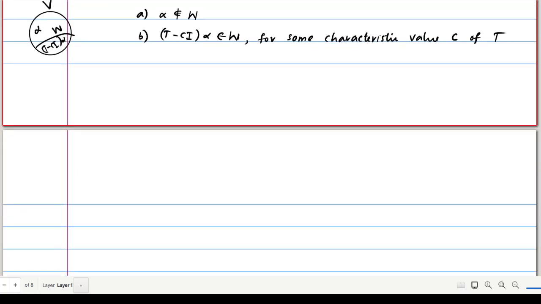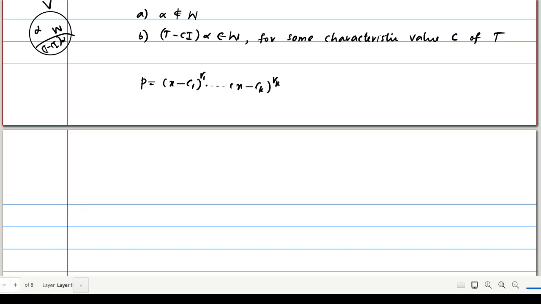Now we have this situation, and we will prove this theorem. We can easily assume the characteristic polynomial of T from the minimal polynomial of T. So we assume the minimal polynomial for T is (x - c1)^r1 ... (x - ck)^rk. Therefore, we can say that these c1, c2, ..., ck are the distinct characteristic values of T.